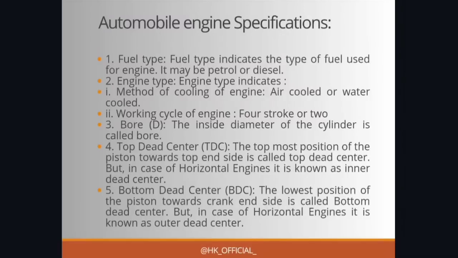Then we have engine type. Engine type indicates two things. First is the method of cooling of the engine, like air cooled or water cooled, how the engine is being cooled. Second is the working cycle of the engine, like 4 stroke or 2 stroke. We have studied this 4 stroke 2 stroke concept, right? Then the third point we can take is bore. Now what is bore? It is the inside diameter of the cylinder. If you consider the diagram, you can see the cylinder, and its inside diameter is nothing but bore.